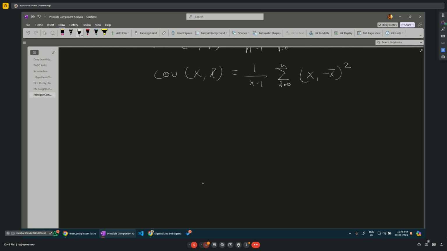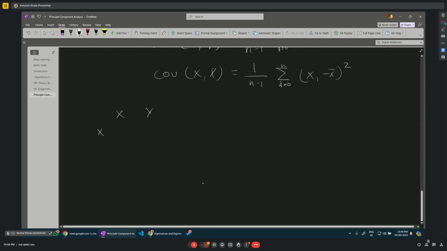So the way you get it is you create a table. You have two features. You make xy and xy like this. The top left is going to be xx. The top right is going to be xy. The bottom left is going to be yx, and the bottom right is going to be yy.